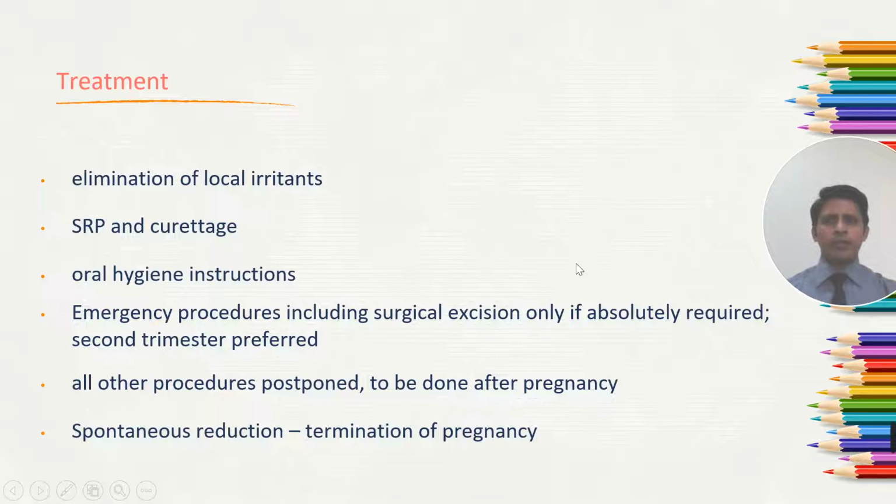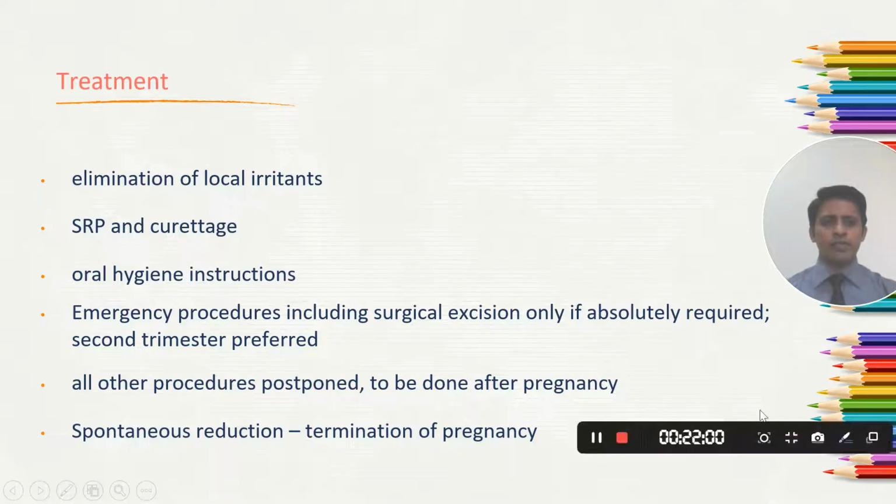The treatment of this type of enlargement is elimination of local irritants as the first line of treatment. Then scaling and root planing and curettage. Oral hygiene instructions are given to the patient. Only emergency procedures, including surgical excision if required, are to be done in the second trimester. Also other procedures are postponed and to be done after pregnancy. Spontaneous reduction is seen after termination of pregnancy in most of the cases.